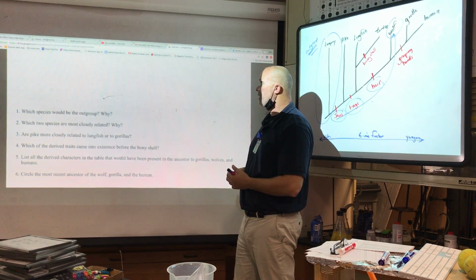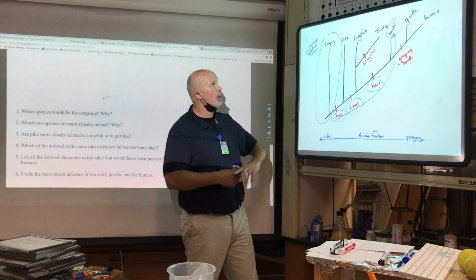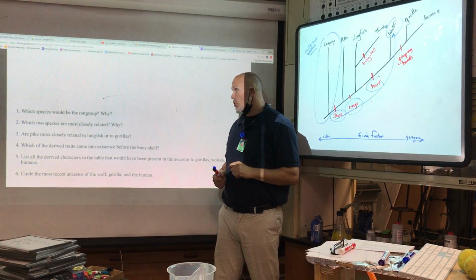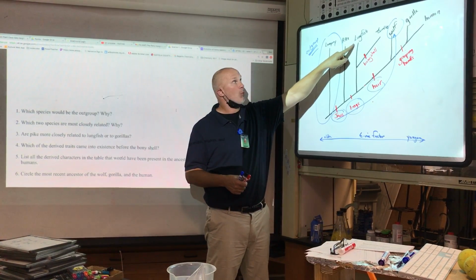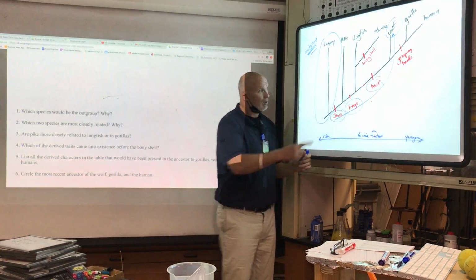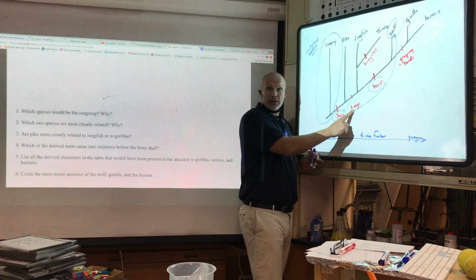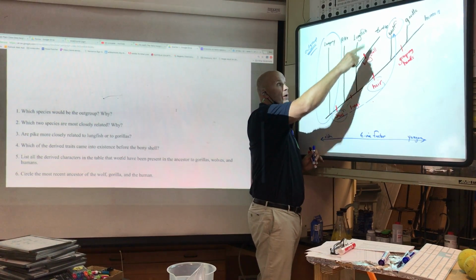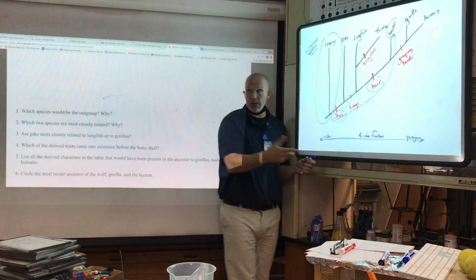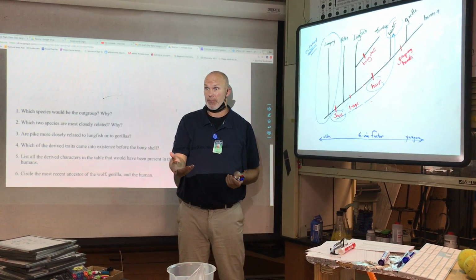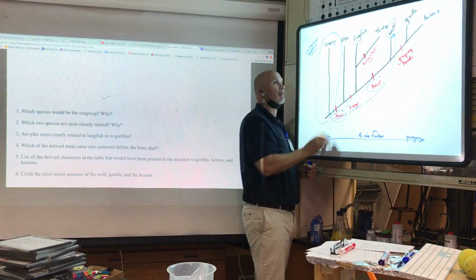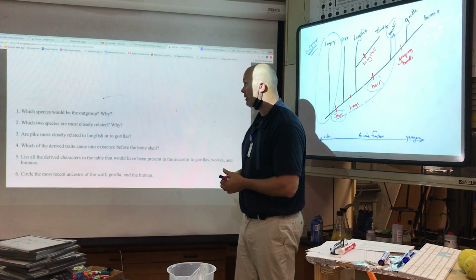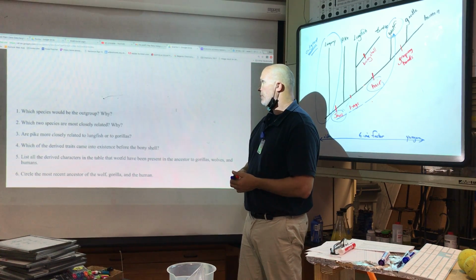Are pike more closely related to lungfish or to gorillas? Lungfish. What separates a pike and a lungfish? One allele difference, lungs. What separates pike from a gorilla? Two more alleles that it has to evolve into. So it is more evolutionarily related to lungfish, based on having fewer alleles between them. Okay, which of the derived traits came into existence before bony shell?